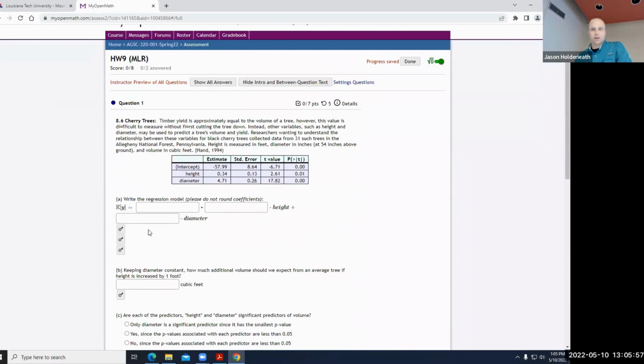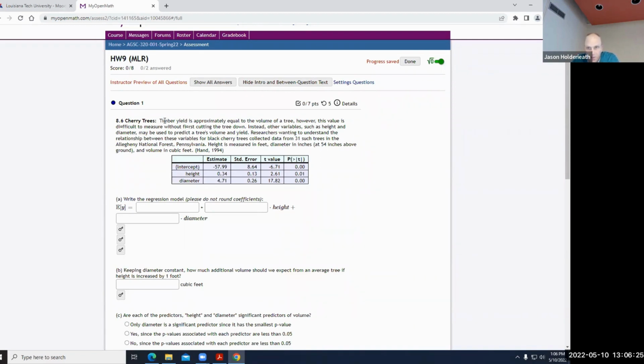Okay, so here we've got the first question. Timber yield is approximately equal to the volume of a tree. However, this value is difficult to measure without first cutting the tree down. Instead, other variables such as height and diameter may be used to predict a tree's volume and yield. Researchers wanting to understand the relationship between these variables and black cherry trees collected data from 31 such trees in Allegheny National Forest, Pennsylvania.